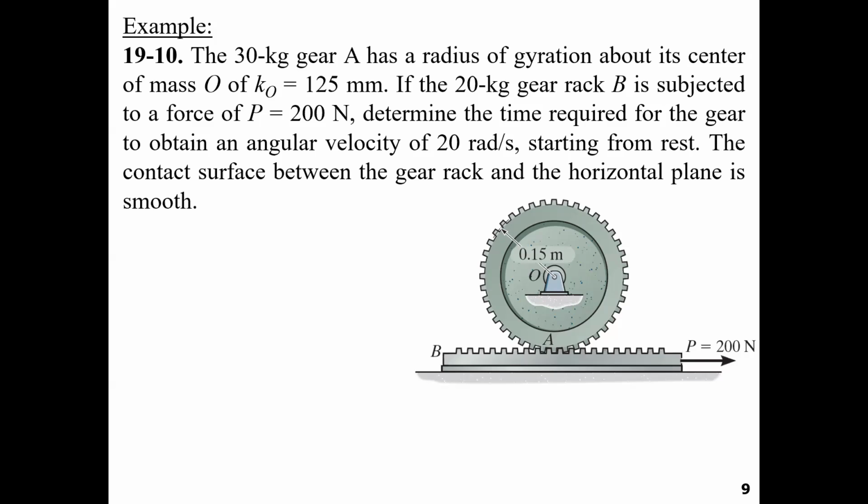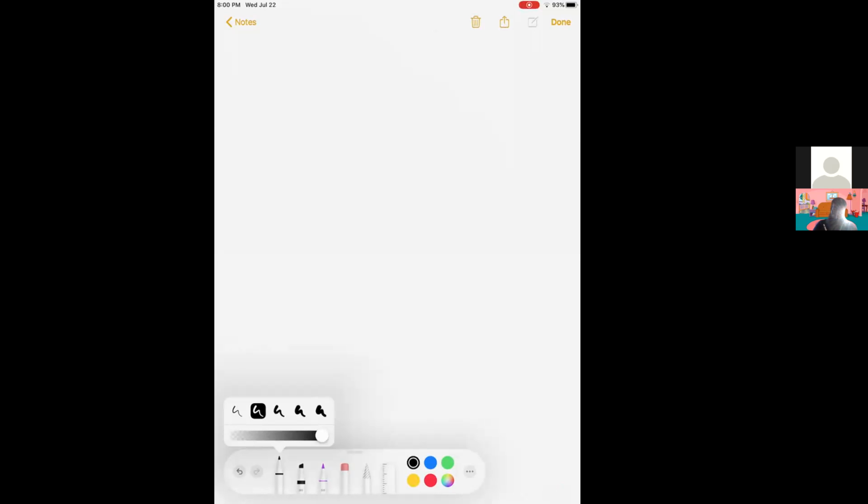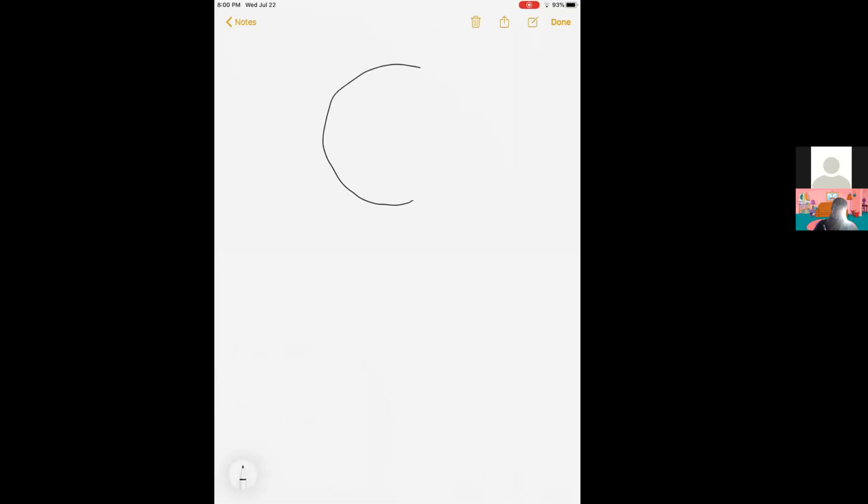So let me share the screen on my tablet so we can solve this problem. So you have a gear. I don't know how good I can draw this, but I'll try my best. So you have a gear here. I'm not going to draw the teeth, but you get the idea. And this is your rack, right? At this point, rack and gear are engaged.